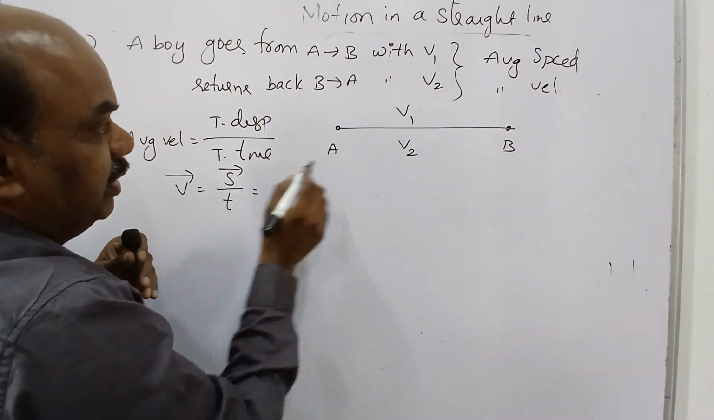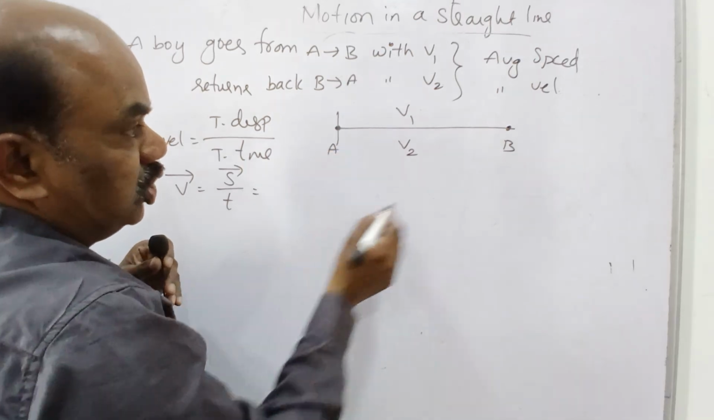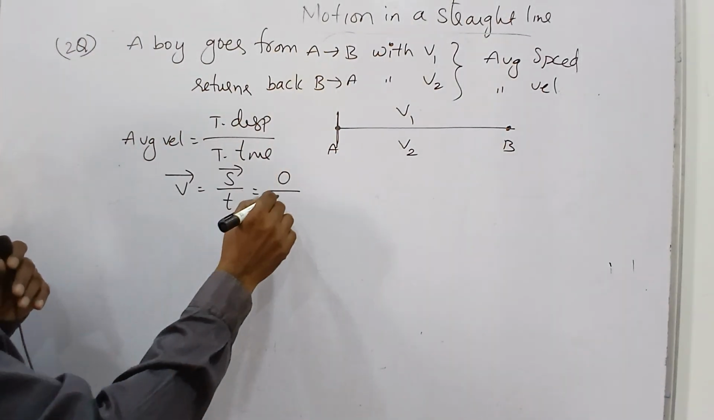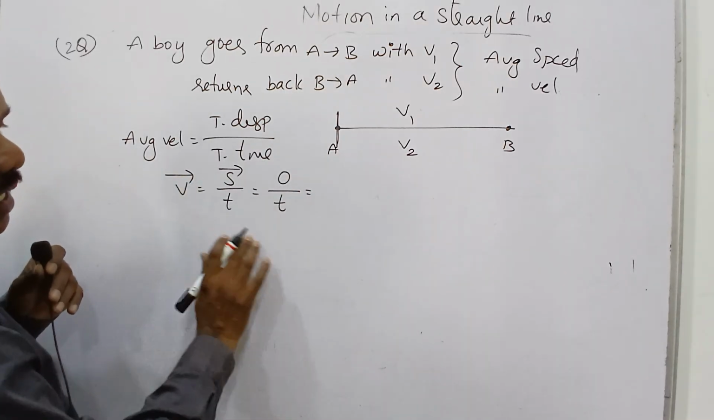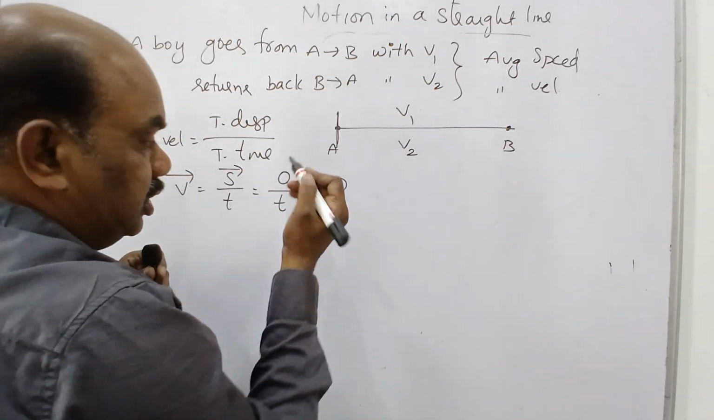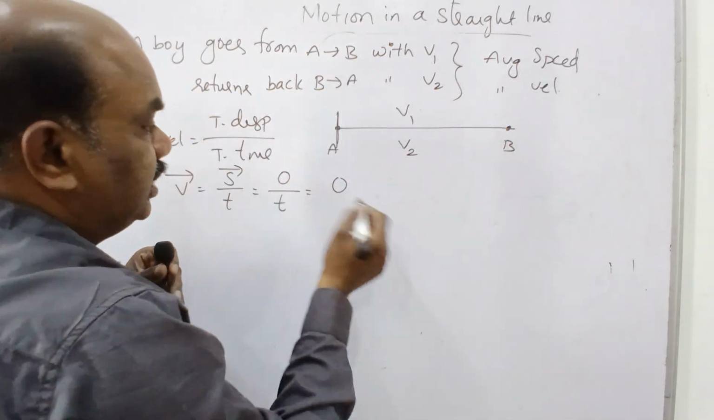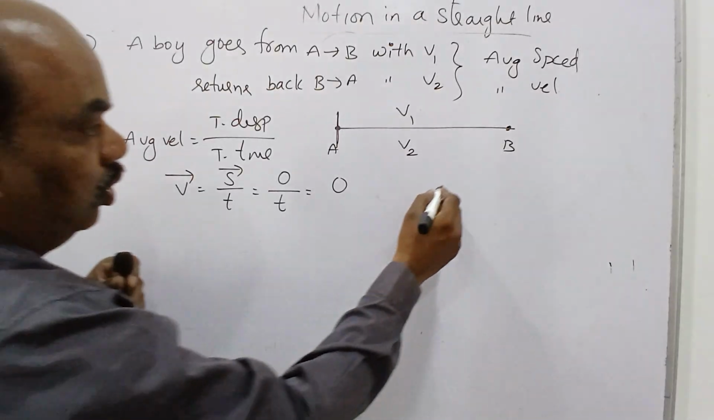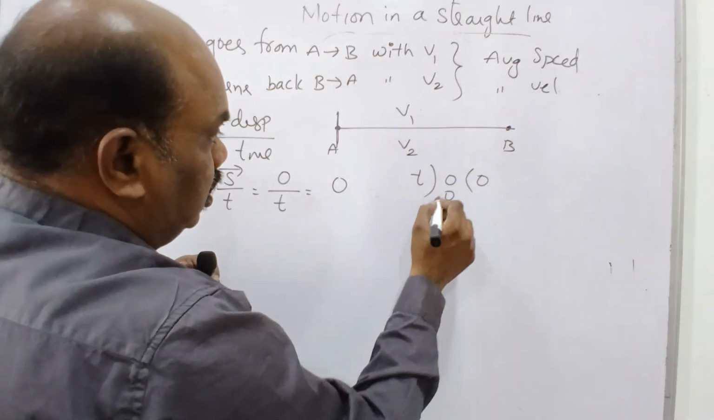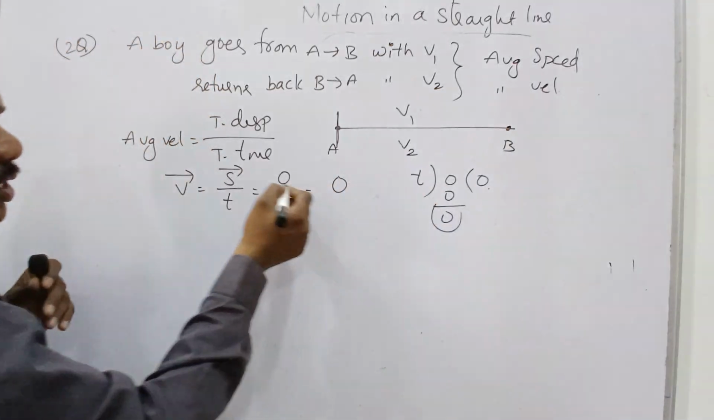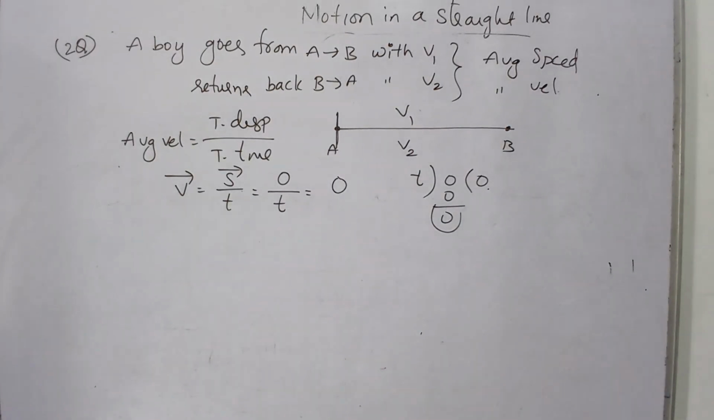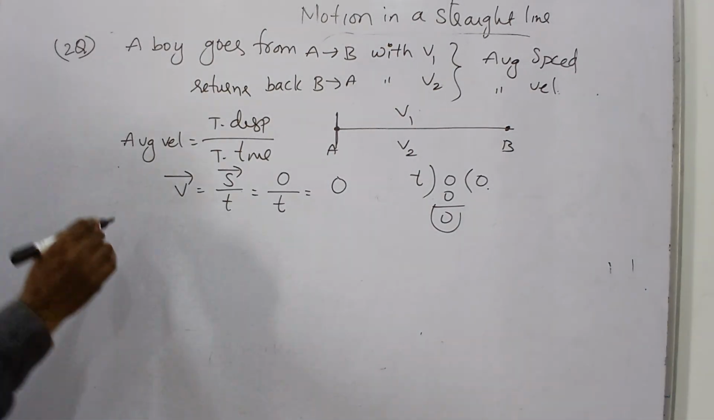Total displacement, how much? He started from A, this is the initial point, again he came back to A. Displacement is 0, divided by time, how much time it takes? No issues. Time is a scalar quantity, and 0 by anything, numerator 0 and denominator anything, is nothing but 0. So the average velocity is 0. Now we will find average speed.